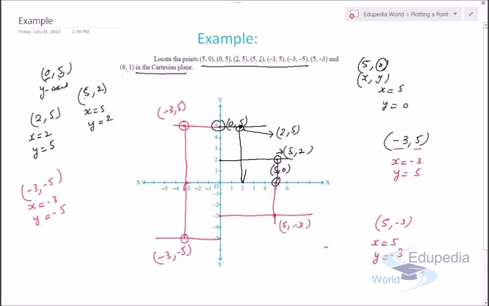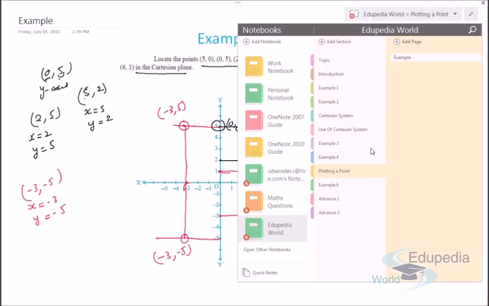Similarly the last is 6 and 1. So here is 6 and here is 1. Again we draw a line like this, and we draw again a line like this. So the point of intersection is 6 and 1. So this point is 6 and 1. So this is how you can use the Cartesian system to locate points.